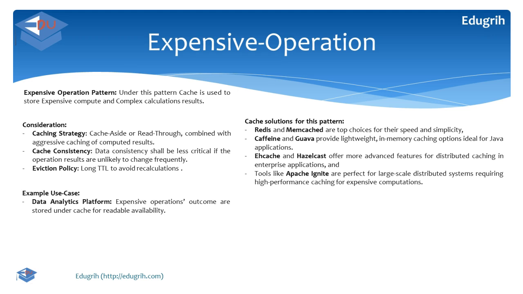Expensive operation pattern. Under this pattern, cache is used to store expensive computes and complex calculation results. Considerations: caching strategy, cache aside or read through, combined with aggressive caching of computed results. So cache aside ensures the lazy loading of the data, and read through ensures that most up-to-date computed result is stored in the cache.